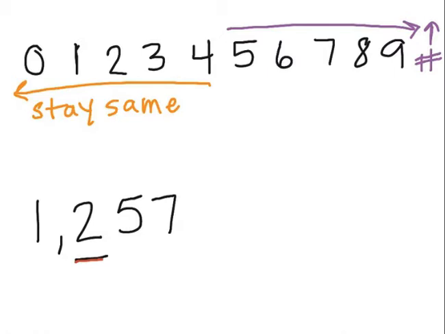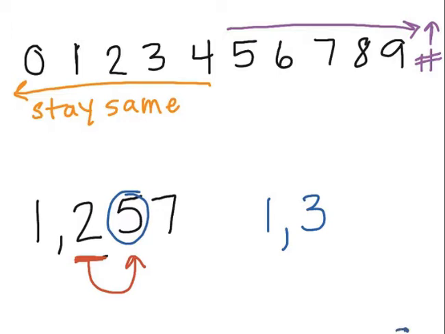Alrighty, so this is your 100 spot. You have to look at the number to the right of it. And when I look at my 5, I know that 5 is going to round up to the next number. So my 2 is going to change. My 1 stays the same. My 2 changes to a 3 because this 5 told me so. And everything to the right, so the 5 and the 7, turn into zeros. So 1,257 rounds to 1,300.